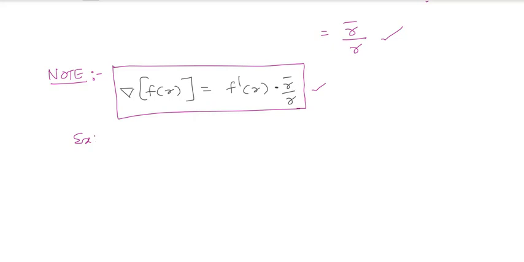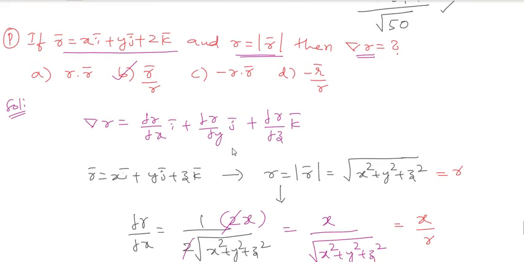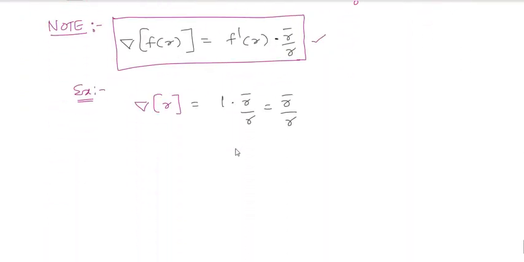So let me take some examples based upon this. You will have an idea. What is del of r, with this knowledge? F dash. So this is your f of r, right? F dash r is nothing but 1 into r bar by r, which is nothing but r bar by r. That is only your earlier problem you did, the same. No need to calculate that. Is my point clear? So that is how you will solve it.